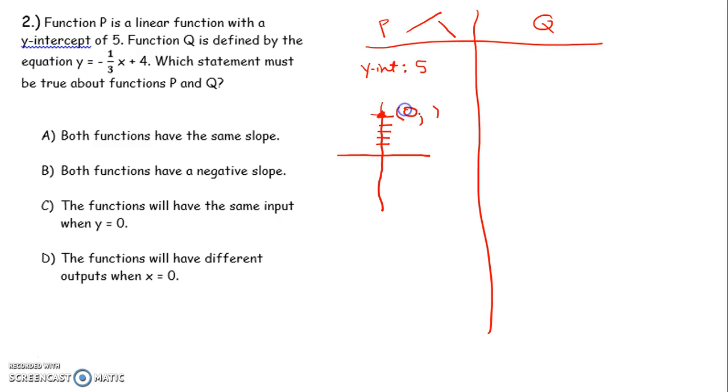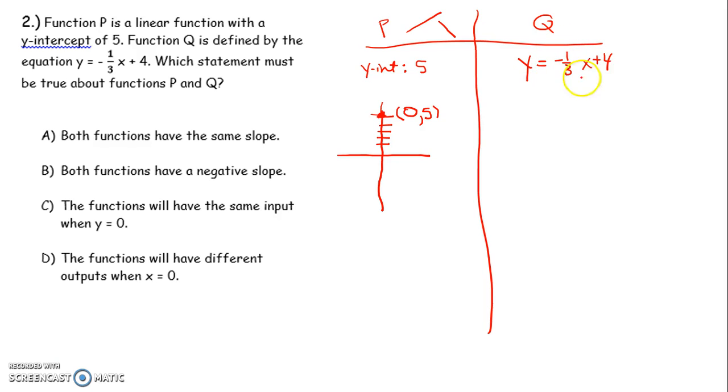Don't move anywhere left or right, so that first coordinate is 0, and I move up 5. So really the only thing I know about function P, the only information they give us, is that it is a straight line, and it crosses the y-axis up at 5. (0, 5) would be the coordinate. Let's see what we know about function Q. Function Q, they tell us y equals negative 1/3 x plus 4.